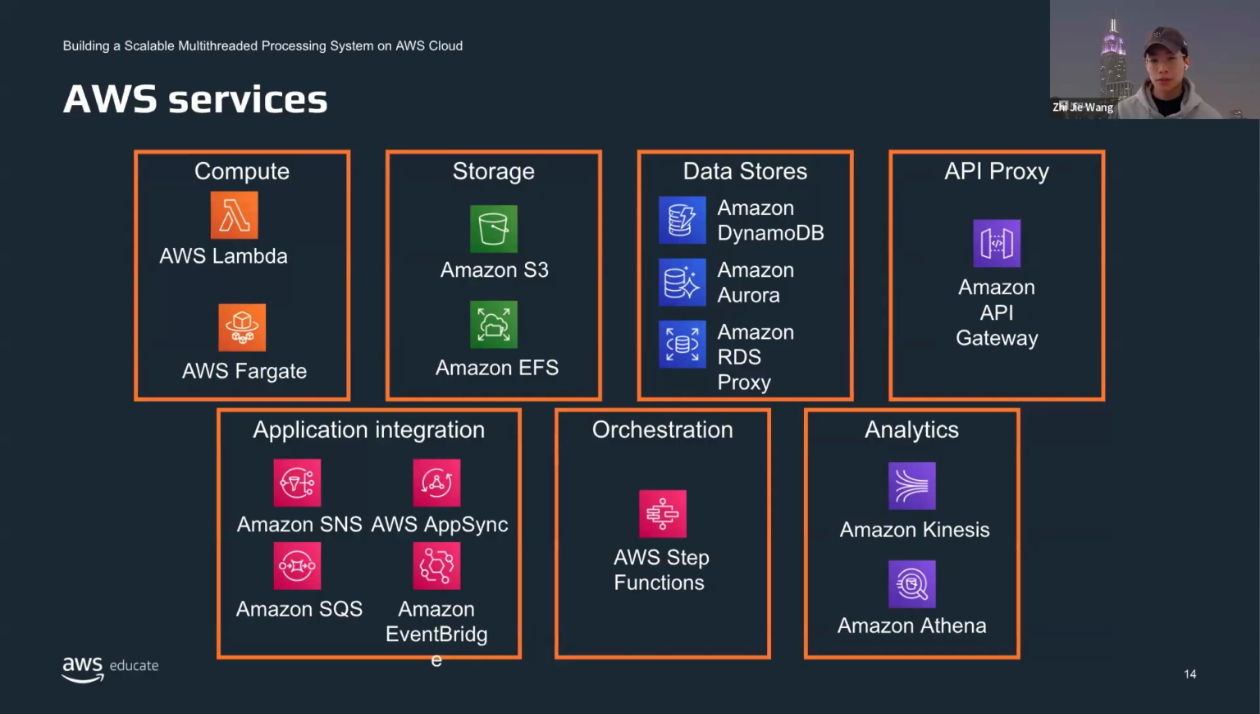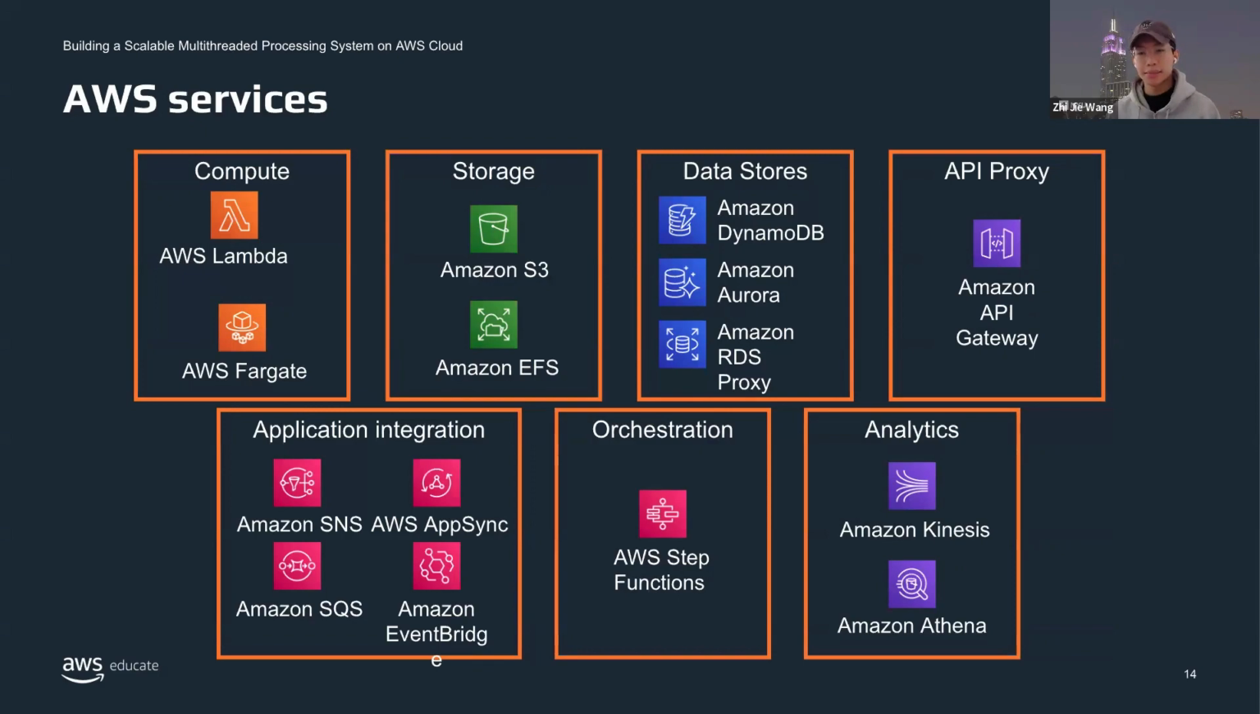Different from storage, we have our database services. We can have SQL and NoSQL databases and host them on the AWS cloud, with Amazon DynamoDB, which is for the SQL database, and Amazon Aurora, which is for the NoSQL database. And we can have RDS for the database proxy.